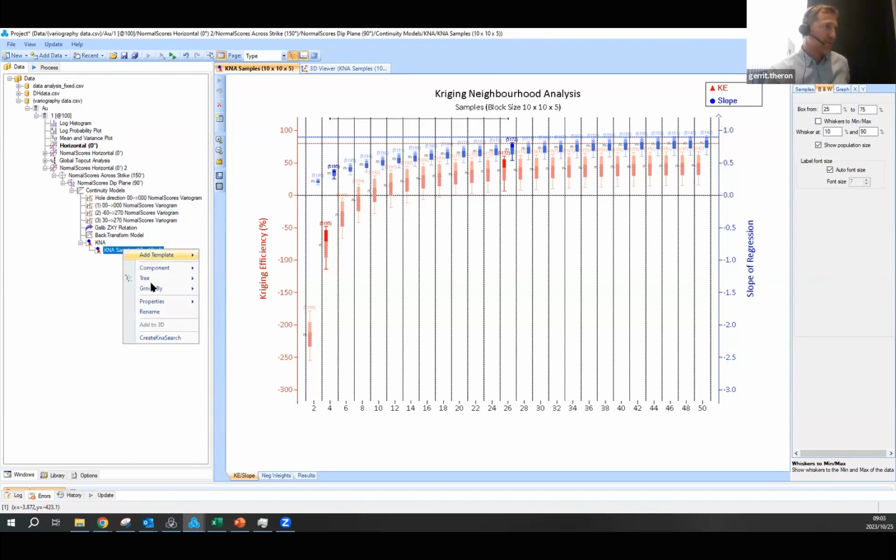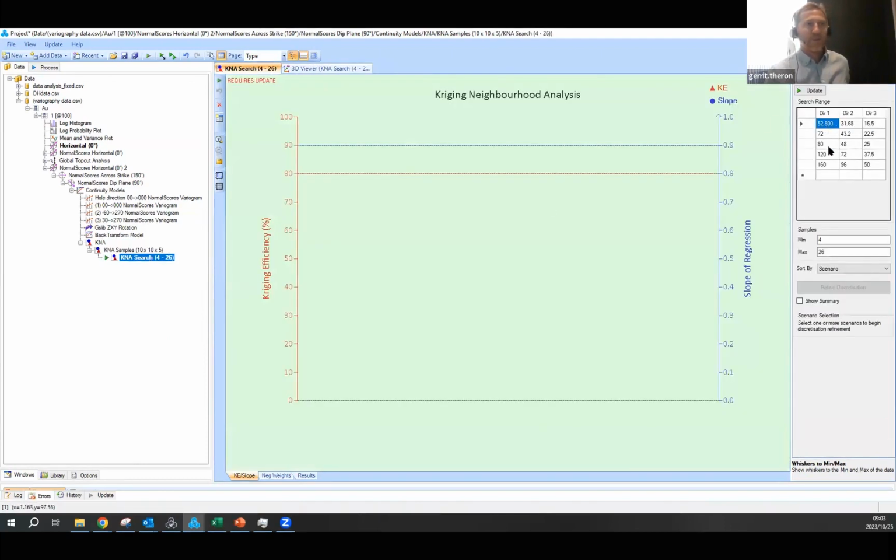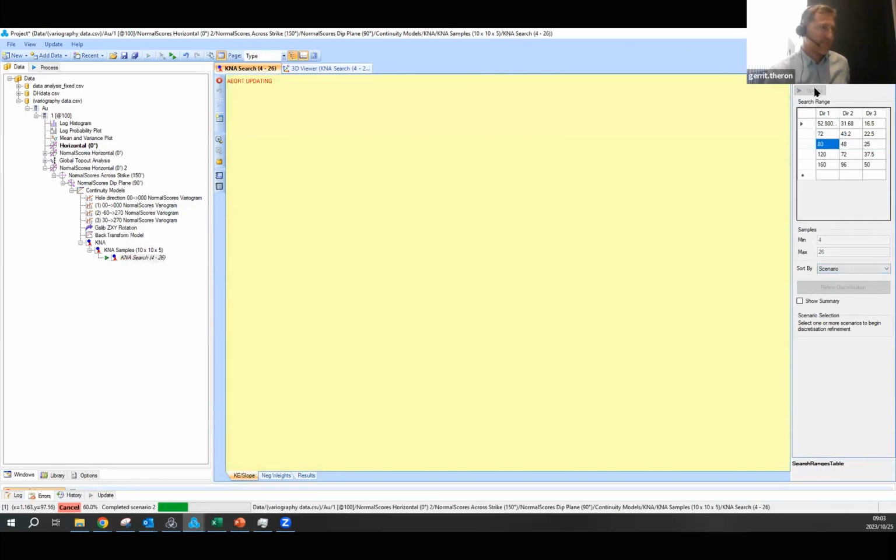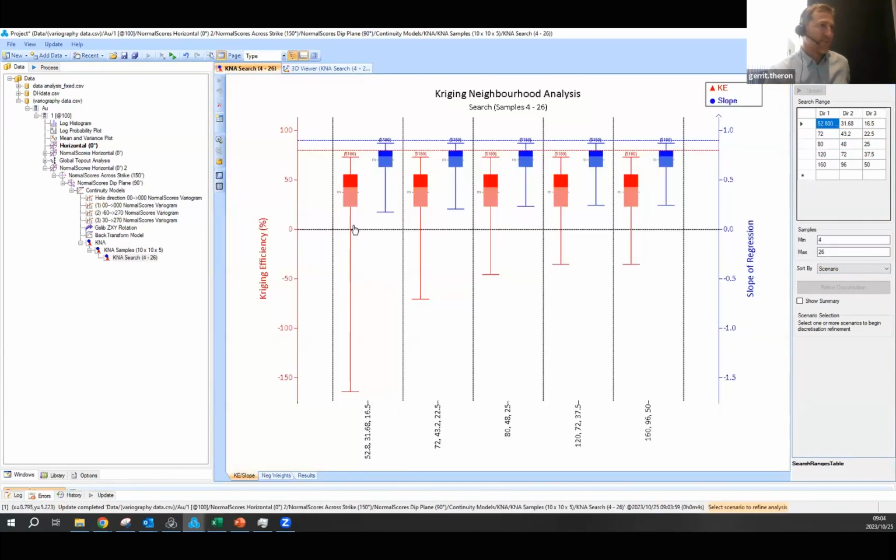The next thing that we want to look at is the search volume. It will give us some default ranges. These are ranges from our variograms. So we're going to quickly just run this. In this example, we can see all of them are more or less the same. So I'm going to just go with the ranges of my variogram.